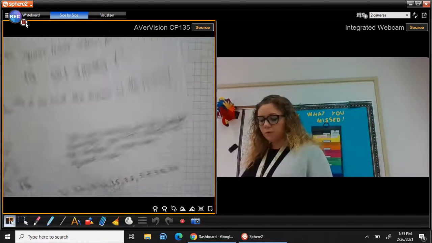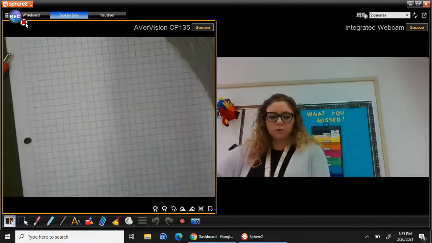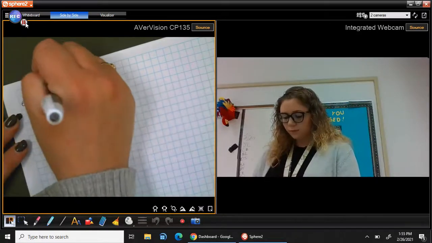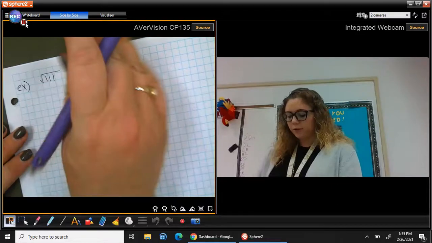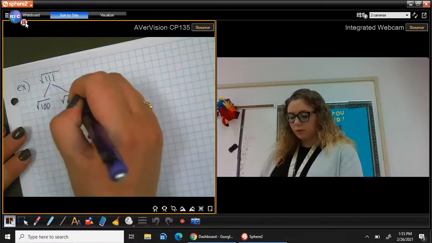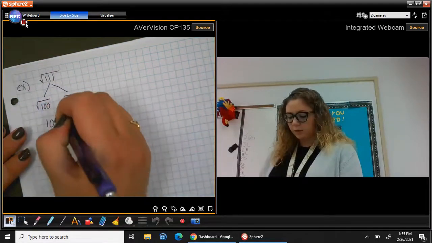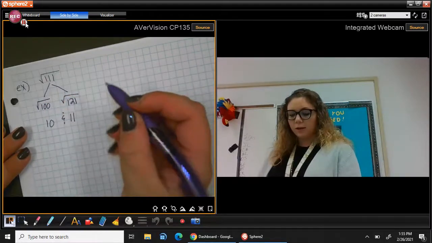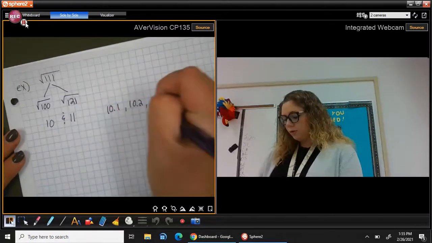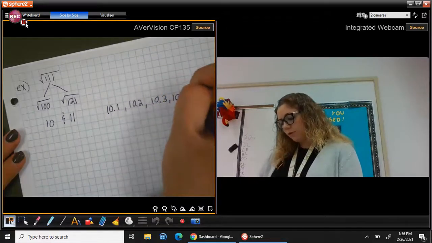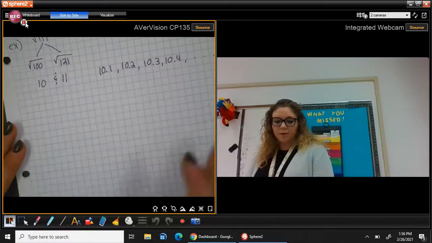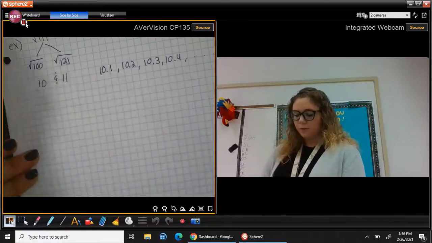Let's do another example. Okay, again, step 1, what two perfect squares does 111 fall between? It falls between 100 and 121. So the square root of 100 is 10, and of 121 is 11. So we know that this estimate is going to be between 10 and 11, so it's going to be 10.1, 10.2, 10.3, 10.4, and so on and so forth. So I'm going to start with 10.5. That's the middle point.